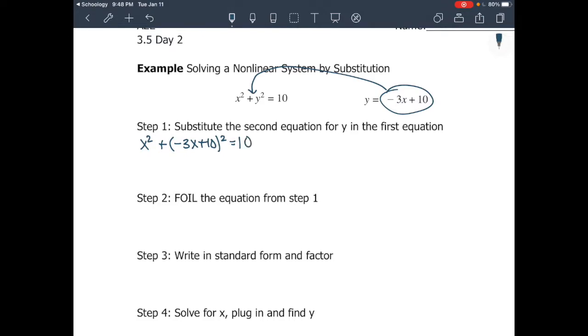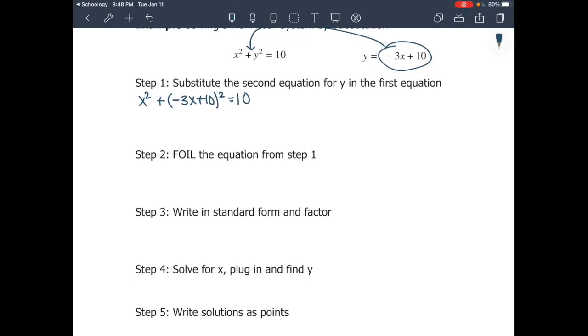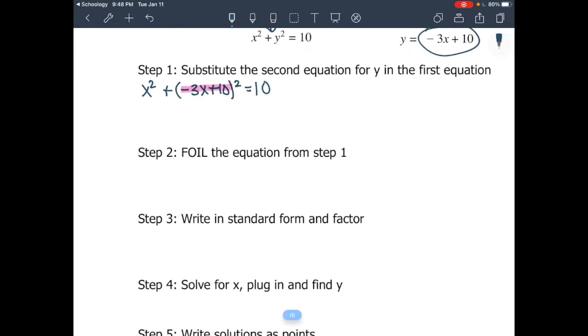So then the next step says FOIL the equation from step 1. Since this has to be squared, we have to FOIL that. And remember that when you're squaring like that, it means you can write it twice. So negative 3x plus 10 times negative 3x plus 10.